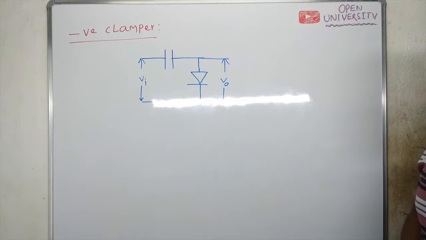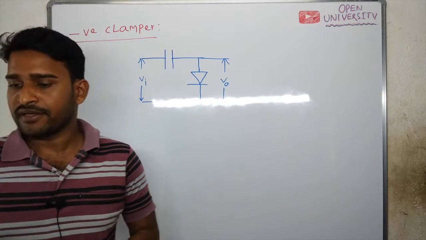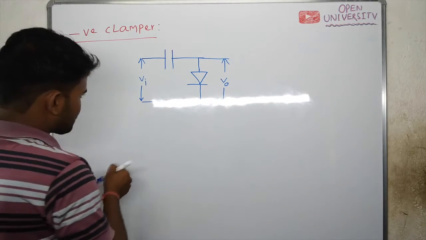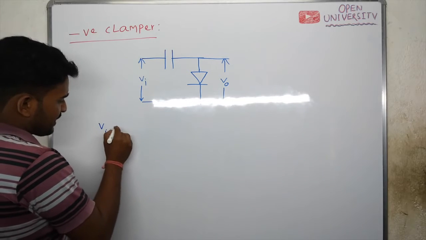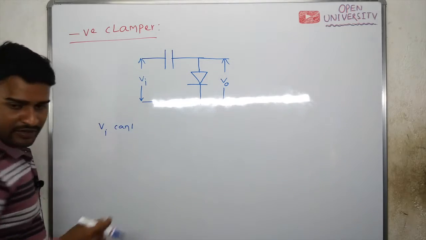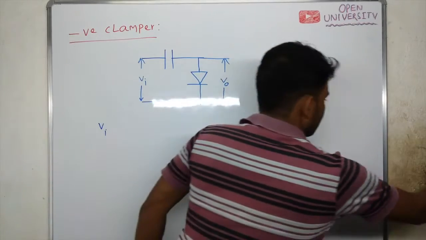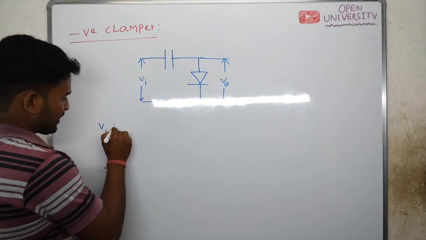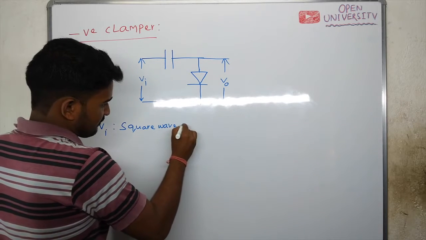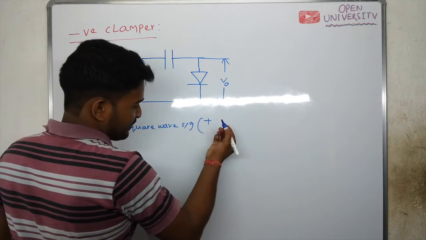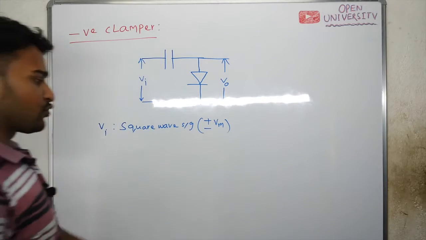Vi is an AC signal. Input voltage Vi can be any AC signal, but I am assuming Vi as a square wave signal, which has peak value plus Vm and minimum value minus Vm. I am assuming a square wave signal like this.